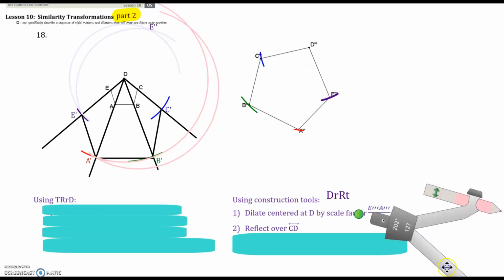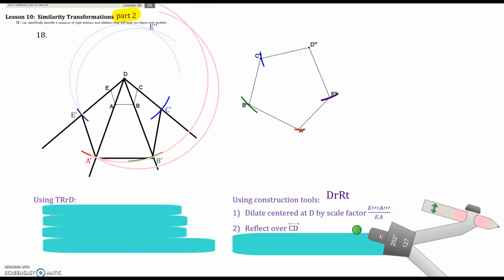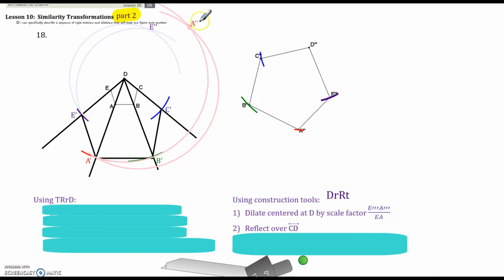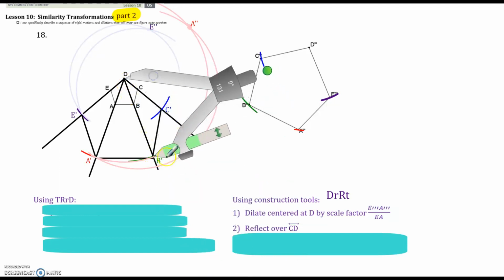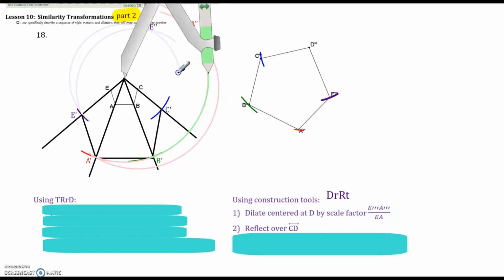And remember, this is basically like rotating at 180 degrees around both of them. And so this here will be your A prime, double prime. Next, we'll do the same thing with B. So we're going to measure from D to B to A prime and swing that one around to the other side.